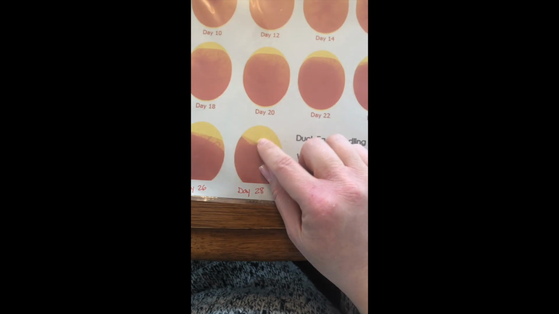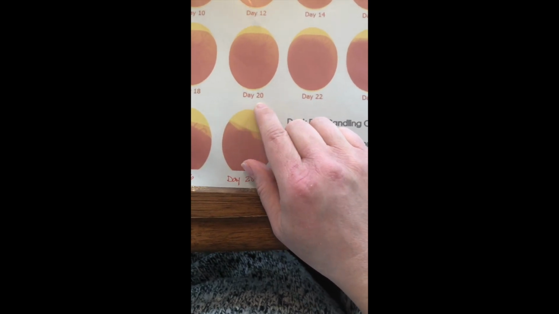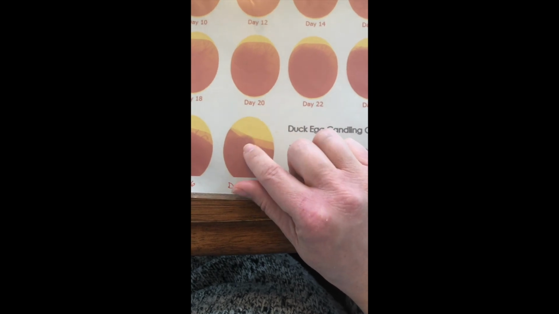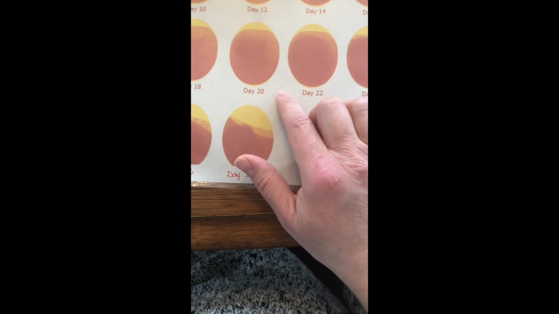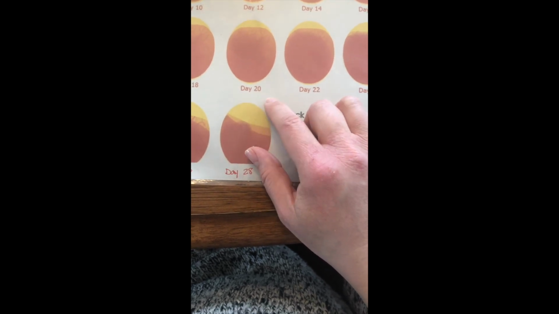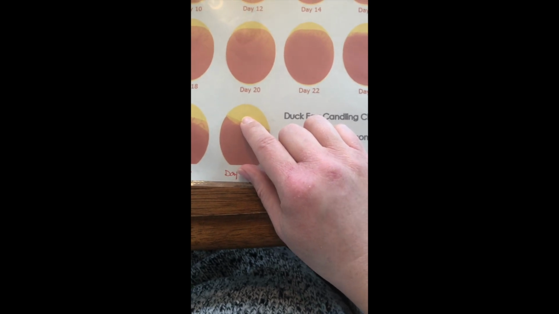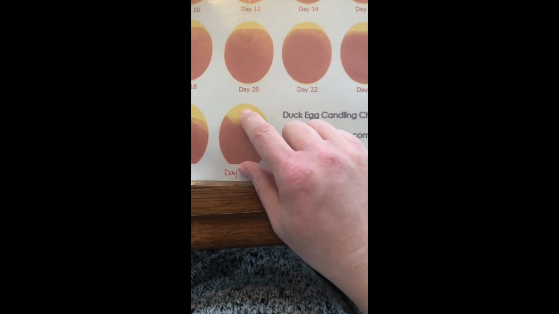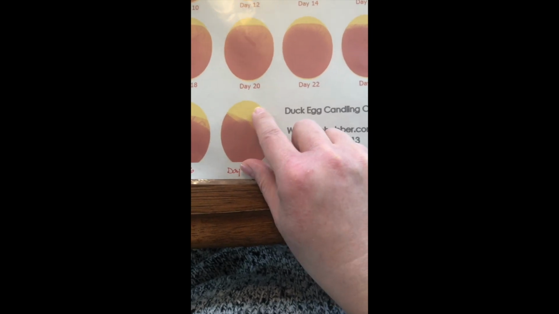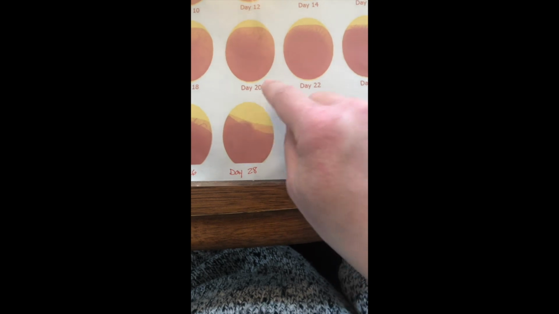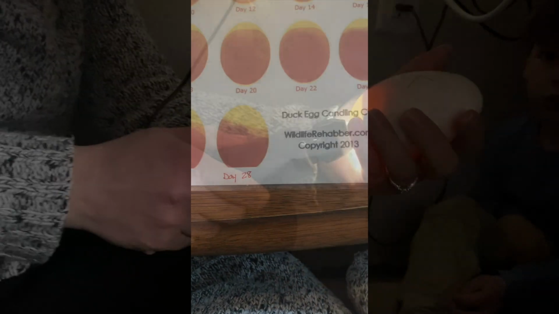And then it usually takes anywhere from 28 to 48 hours more, more like 24 hours, from internal pip to external pip. External pip is when they break through the shell. So at internal pip, they're breaking the membrane and they're breathing in oxygen within the shell in this air pocket. And then at external pip, they're going to break through the shell and take their first breath of fresh air from the environment around them and then finish their hatch out.